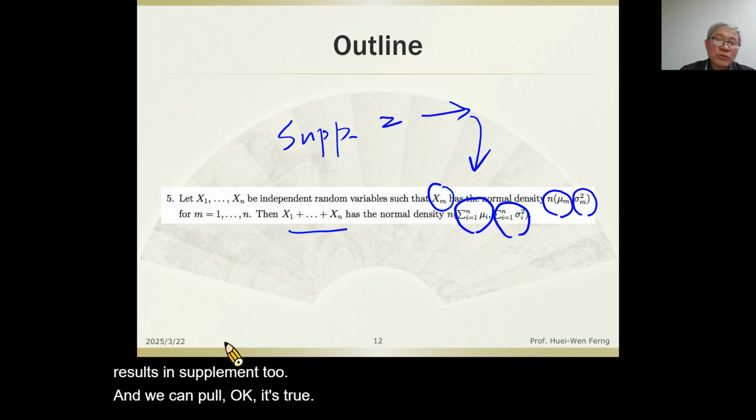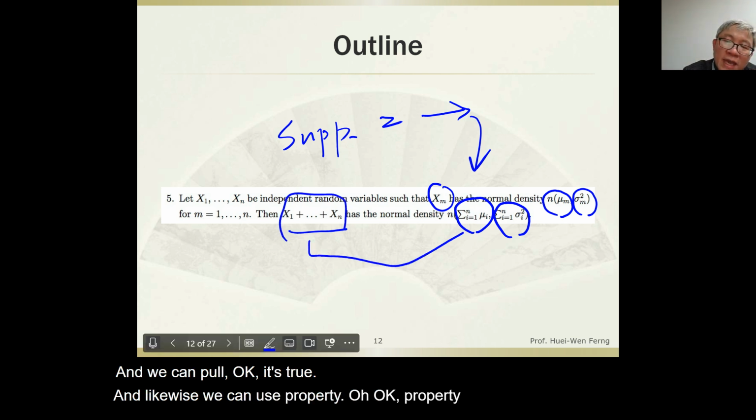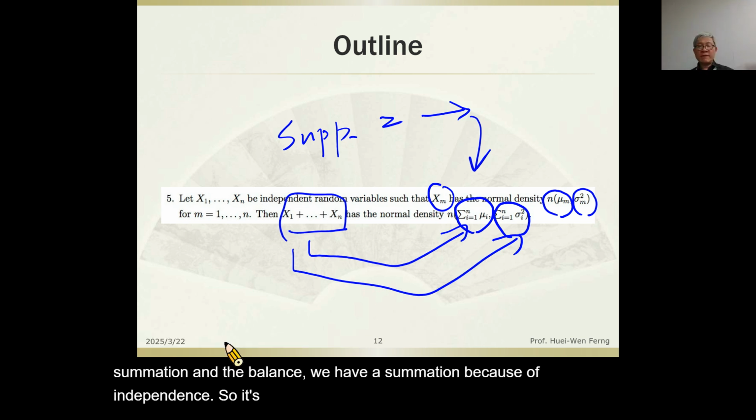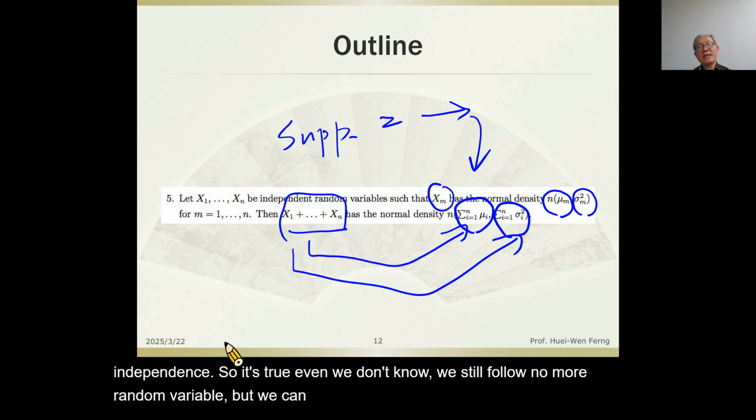And likewise, we can use the property of this: we have a summation for the mean, and for the variance we also have a summation because of independence. So it's true. Even though we don't know, the sum still follows a normal random variable, and the mean and variance follow the relationship.